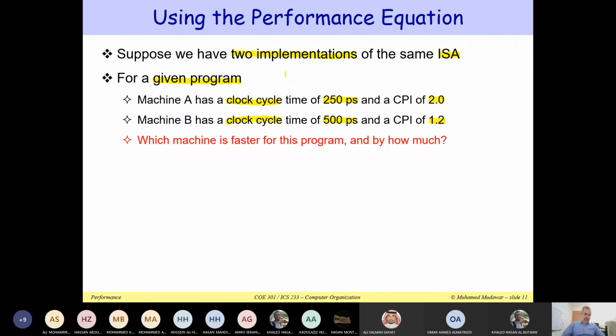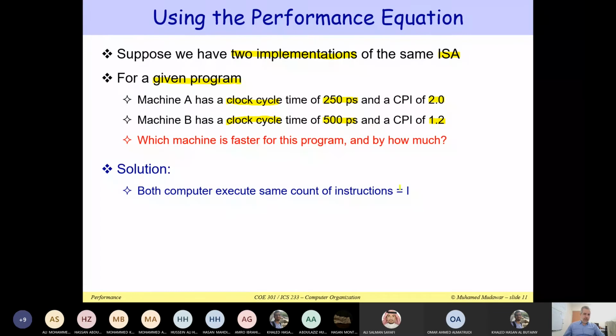Basically we're executing the same program. You are taking the same instructions and executing them on CPU A and CPU B. So both computers are going to execute the same instruction count. Assume that the instruction count is I. We don't know what the instruction count is; it can be billions of instructions. Now, in the case of the CPU execution time, we have to go back to the CPU execution time.